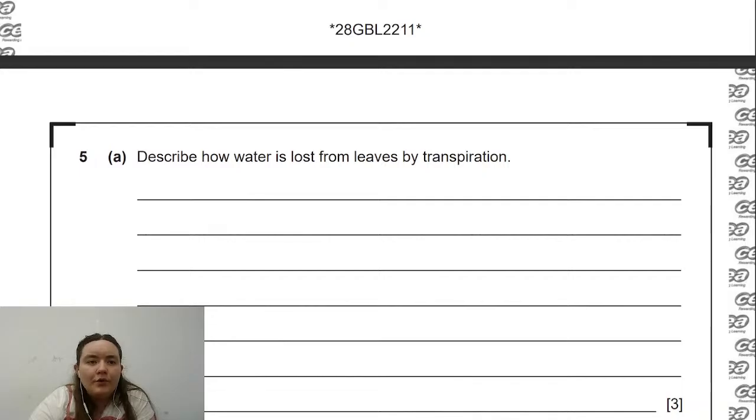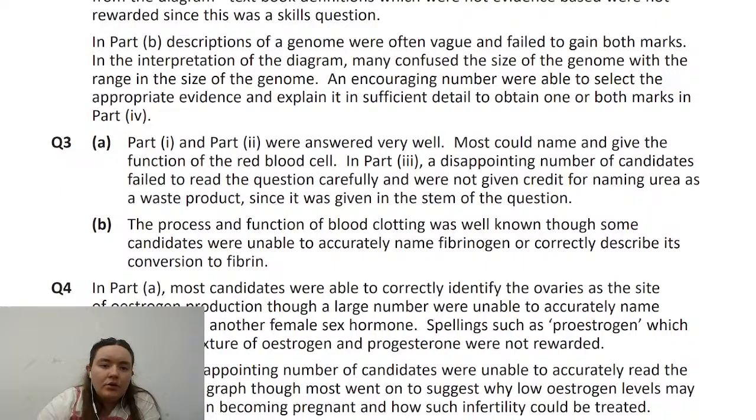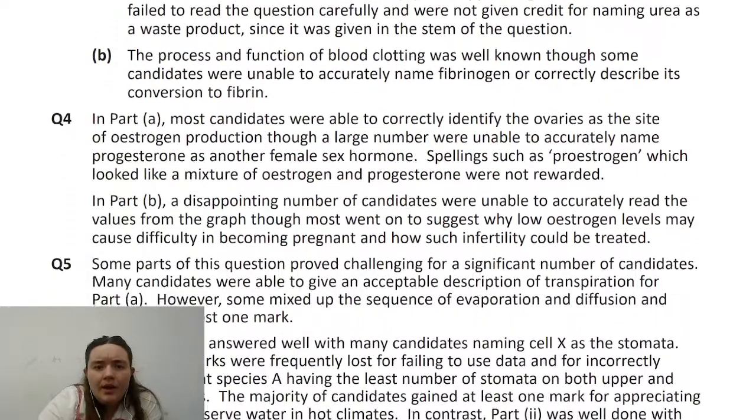So before we move on to question 5, doing the usual changeover and looking at what the examiner's report has to say about question 4. In part A, most candidates were able to correctly identify the ovaries as the site of estrogen production, though a large number were unable to correctly name progesterone as another female sex hormone.